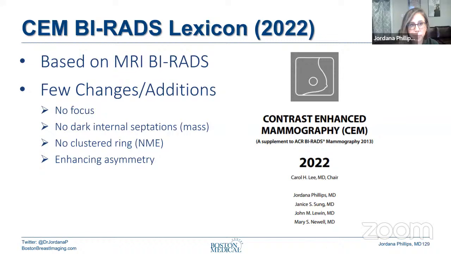Another notable change is that there's now a lexicon for how to interpret the imaging findings, which obviously I've not gone into any information about how to interpret the images that we see. Mostly the lexicon is built around the low energy images being similar to mammography and the recombined images being similar to MRI. So the lexicon is really geared towards mammography and MRI characteristics. The main changes are that the term focus is not included in the CM lexicon. We don't have the characteristics of dark internal septations or clustered ring, and we've added a term called an enhancing asymmetry, which is an area of enhancement that you see only on one view.